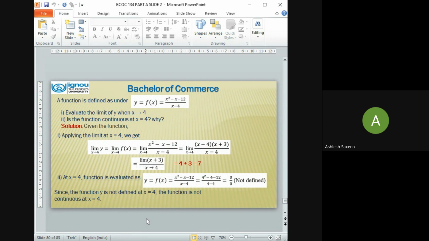The second part: is the function continuous at x is equal to 4? As soon as you put x is equal to 4 into the function, you will get 0 by 0, because the denominator will become 4 minus 4, that is 0. The function y is not defined at x is equal to 4. Therefore, the function is not continuous at x is equal to 4.